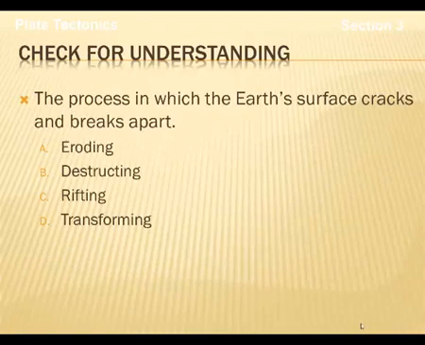So the process in which the Earth's surface cracks and breaks apart is that A, eroding, B, destructing, C, rifting, or D, transforming. Please write the correct answer on the side of your notes.